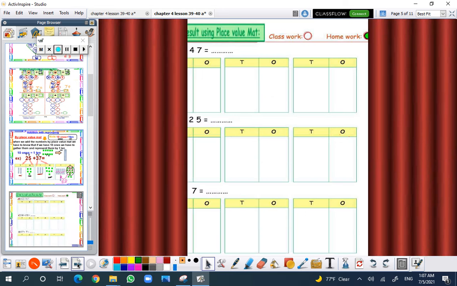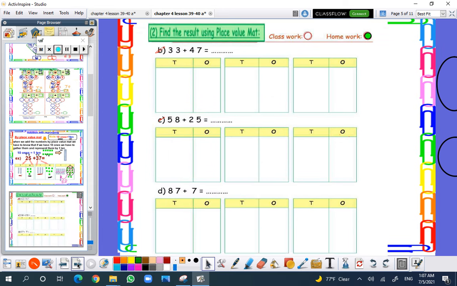Let's go to the exercise in the booklet. Let's solve the first one. 33 plus 47. So what is the first step? As usual, as we mentioned before, just T-O, T-O, T-O. So I'm going to represent here 33. I'm going to draw here 3 tens and here 3 ones. Is it right? Excellent. So here how many rectangular bars? 3. And here how many small squares do we have? Also 3.